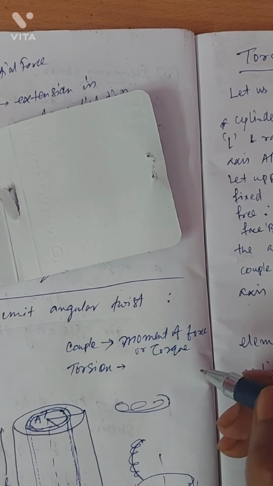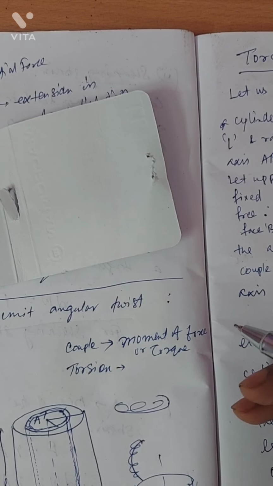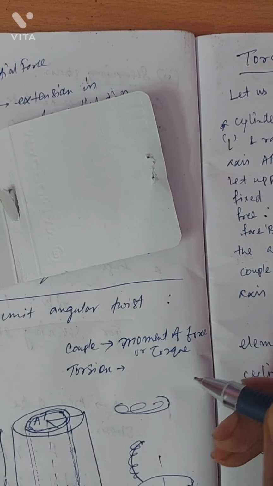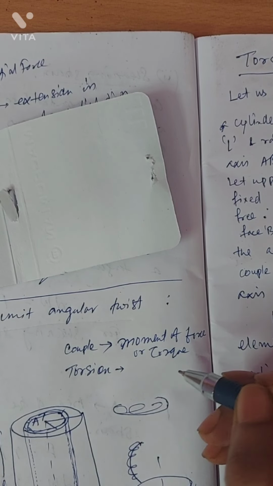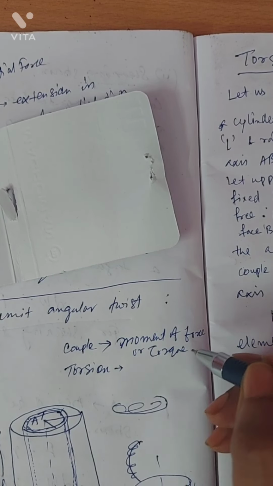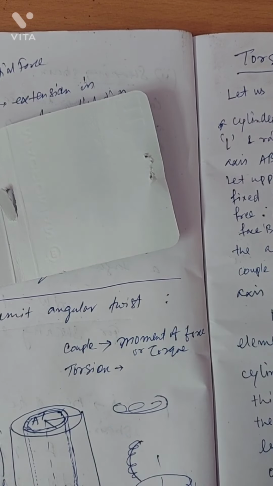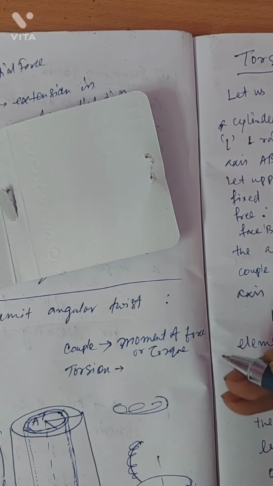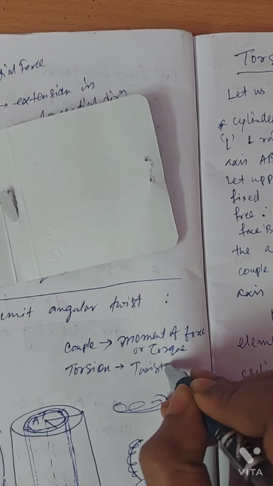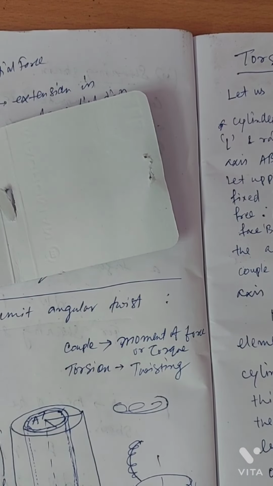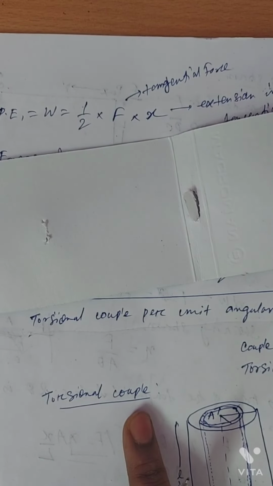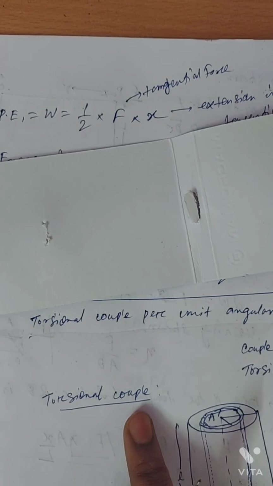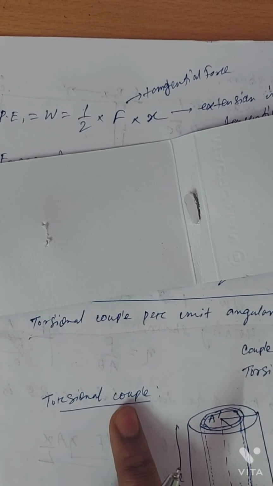You know torque, that is R cross F. If F is the force and R is the distance about which the force is applied, that is called torque, which is also called moment of force or couple. So what is torsion? If you apply a torque to twist something, then it is called torsion. Torsion means twisting. So torsional couple is the torque which is used to twist.